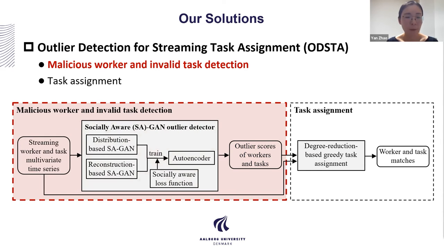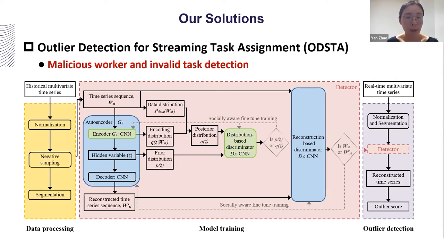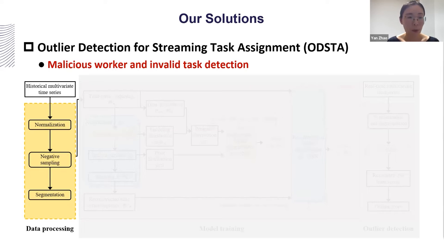In the following, I'll give more details about the SAGAN outlier detector. The framework has three components: data processing, model training, and outlier detection. The data processing component performs data normalization, negative sampling, and segmentation, which are necessary for the model training. The negative sampling is to address the class imbalance problem, where the normal samples far exceed abnormal ones in outlier detection.